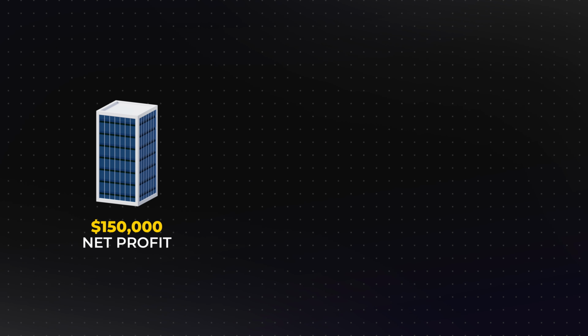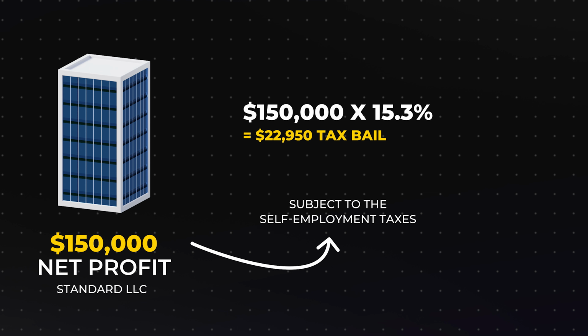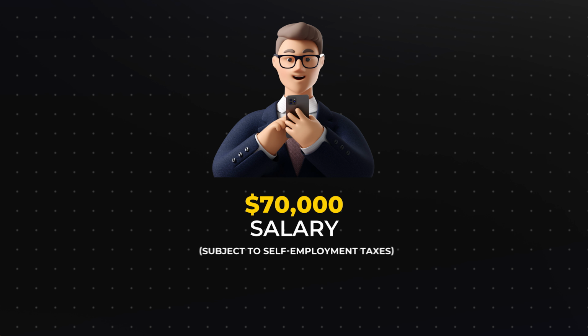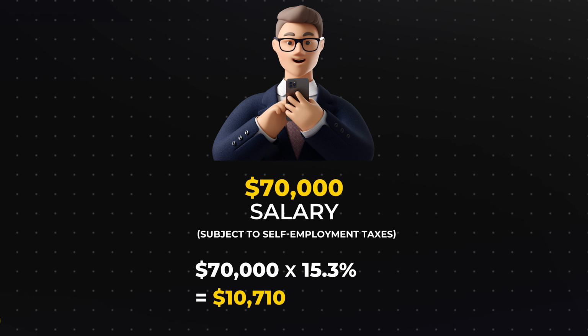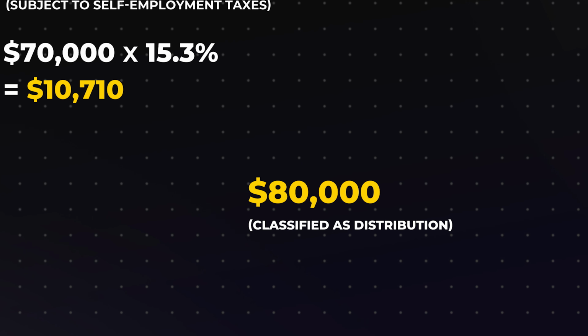To understand this better, let's break it down with an example. Imagine your LLC generates $150,000 in net profit this year. If you remain taxed as a standard LLC, that entire $150,000 is subject to self-employment taxes, resulting in a $22,950 tax bill, in addition to your regular income taxes. If instead you elect to be taxed as an S Corp, you could pay yourself a reasonable salary of about $70,000. That salary is subject to self-employment taxes, so it would total to about $10,710. However, the remaining $80,000 in profit is classified as a distribution, which is exempt from self-employment taxes. In this scenario, you would save about $12,240 in self-employment taxes just by structuring your income strategically.